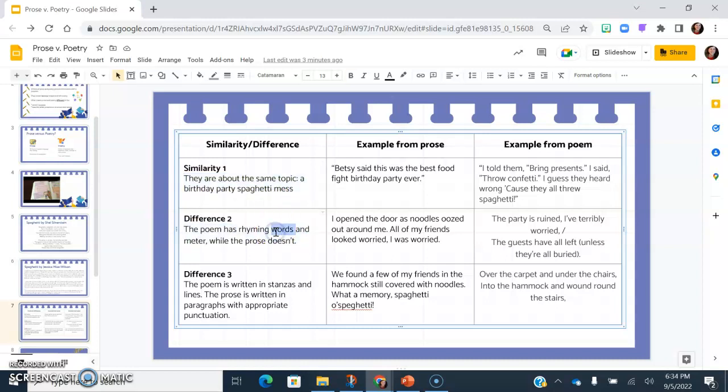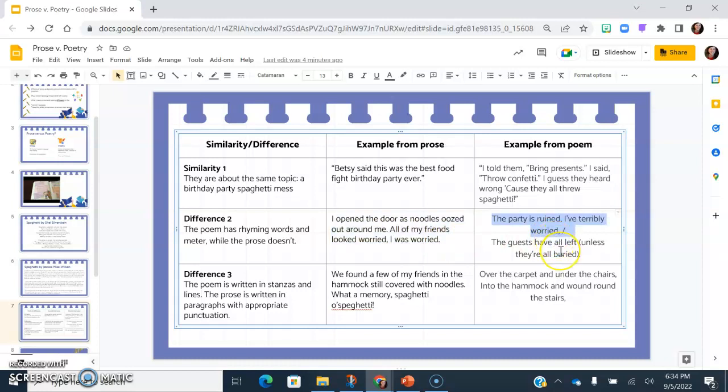A difference is the poem has rhyming words and meter, while the prose doesn't. I'm going to give an example of a line from the prose that does not rhyme. I opened the door as noodles oozed out around me. All of my friends looked worried. I was worried. That line does not rhyme.